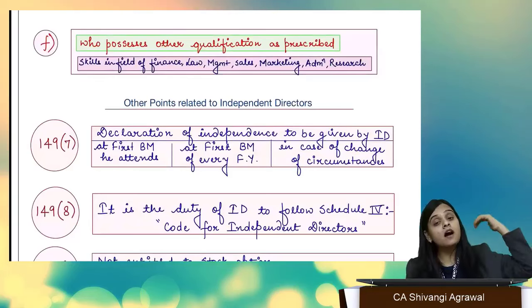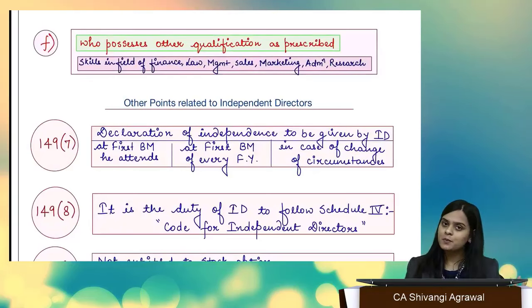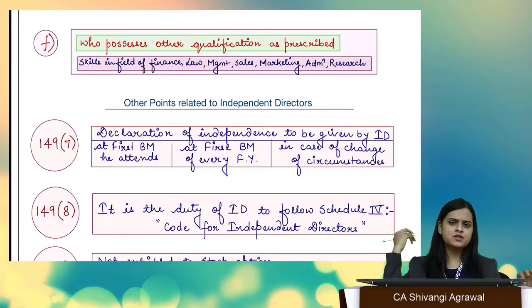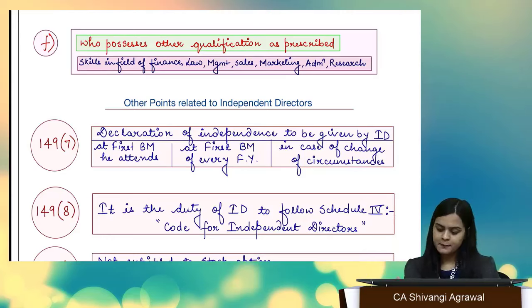Who possesses other qualification as prescribed. What are the other qualifications prescribed? You can be an expert in finance, you can be an expert in law, management, sales, marketing, administration, research, any other discipline, etc. Fine.